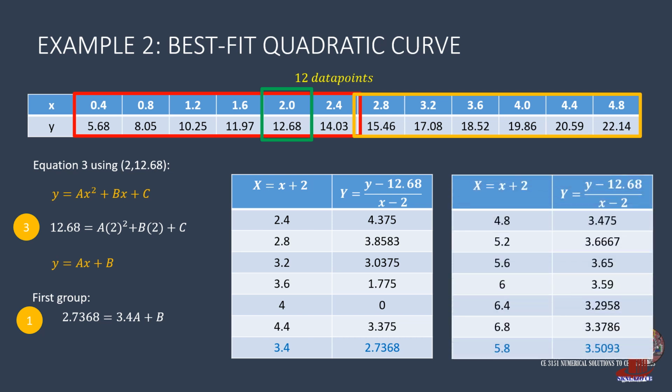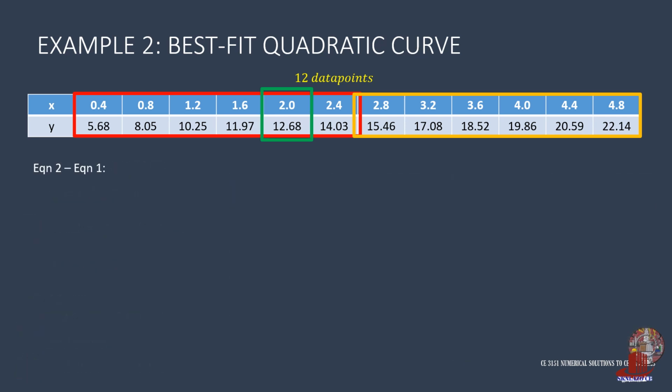From the second group, capital X's average is 5.8 and capital Y's average is 3.5093. So the second equation becomes 3.5093 as equal to 5.8a plus b. With the method of elimination, subtract equation 1 from equation 2 and have 3.5093 minus 2.7368, which is 0.7725. Also, 5.8 minus 3.4 gives 2.4 of A.